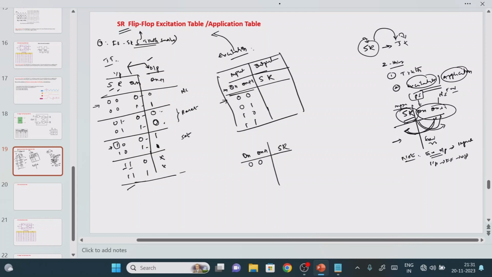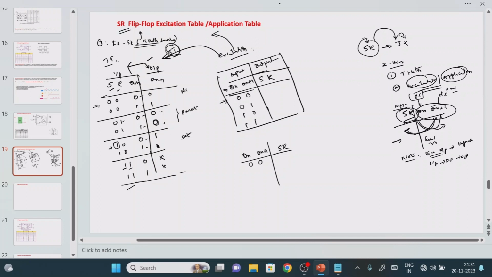The simple thing is that if you want to find out the excitation table, what is required? We require the truth table operation. If you know the truth table operation, then the excitation table is nothing. With the help of the truth table we can find out the excitation table answer, right? So this is the truth table of the SR flip-flop, right?